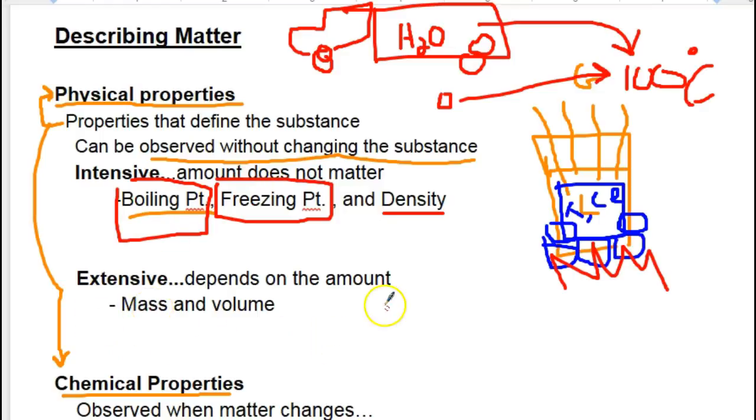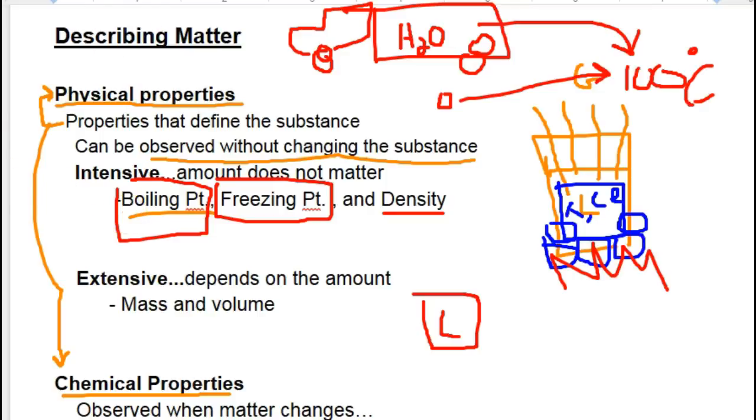These are different. So if we have a bucket of water, we might have 1 liter. If we have a truckload of water, we might have 1,000 liters. It's still water, and this is a property that changes. It's an extensive property. It still doesn't change what it is. If you have a truckload of water, you have water. If you have a bucket of water, you have water. If you have a thimble full of water, you still have water. Mass and volume are extensive properties. It depends on how much you have of the substance. Okay? And those are physical properties.